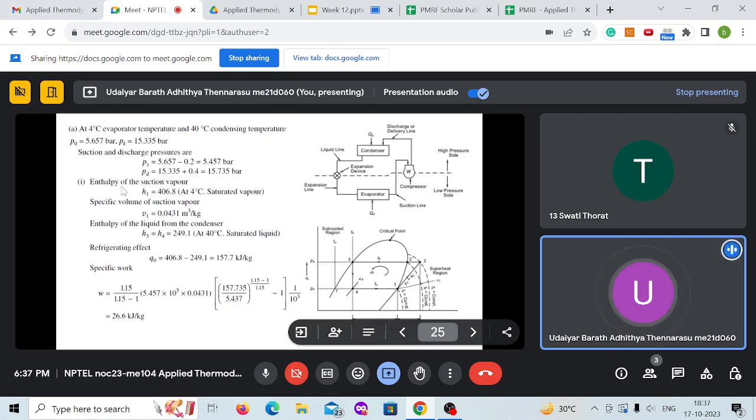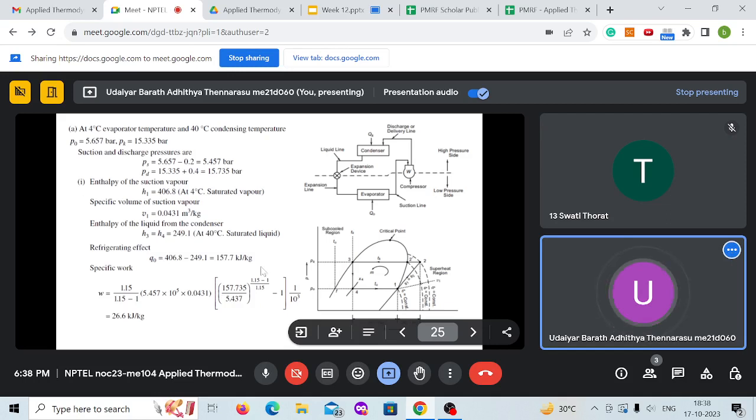Now the enthalpy of suction vapor, that is the inlet to the compressor H1, which is saturated vapor at 4 degrees, will be 406.8. You can take this directly from the pH curve. So saturated vapor H1 will be 406.8, and the specific volume of vapor is 0.0431 meter cube per kg.